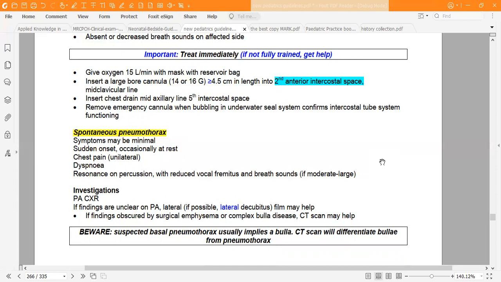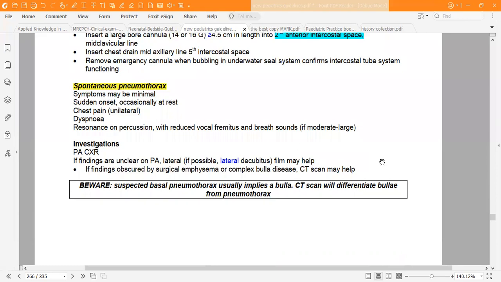Okay, so what investigation would you do in this situation? You will need to do the postero-anterior chest X-ray, PA chest X-ray. If findings are unclear on PA, lateral, if possible, lateral decubitus film may help. So if you did not find any finding in the PA view, you do the lateral decubitus chest X-ray. If findings are obscured by surgical emphysema or complex bullous disease, CT scan may help.